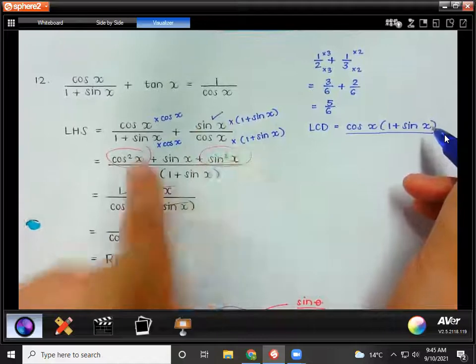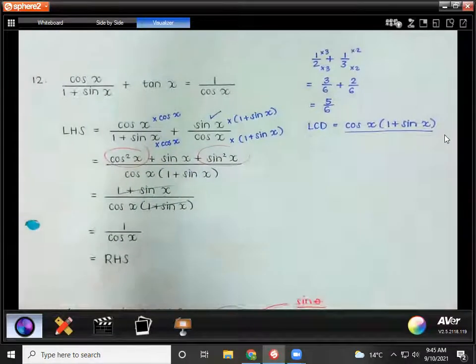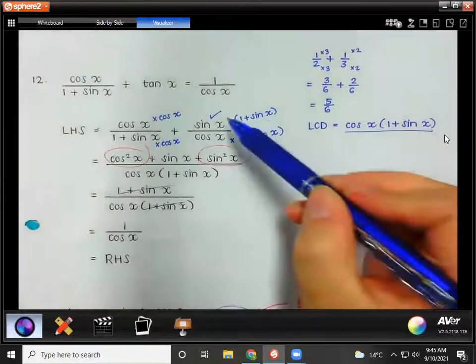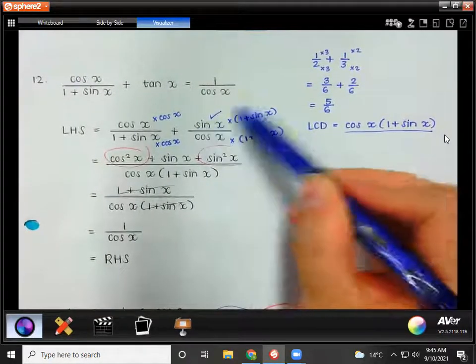Now, you could have just written it separately. So you could have written sine x bracket 1 plus sine x in the next step if you wanted to, but I just multiplied my sine x into the bracket straight away.